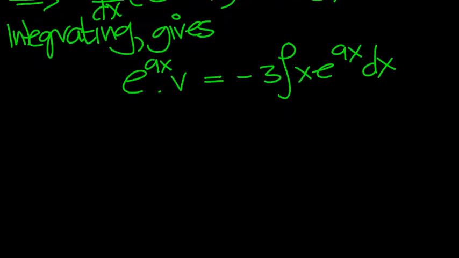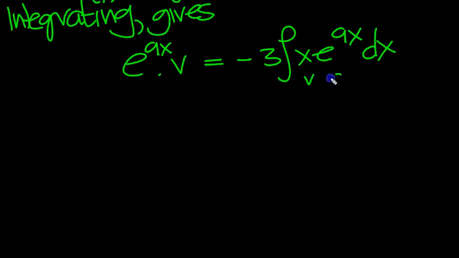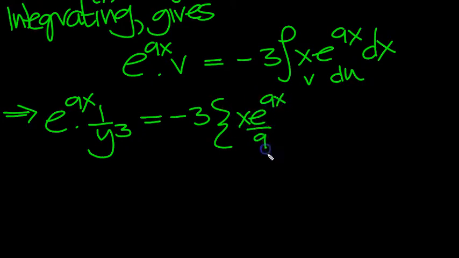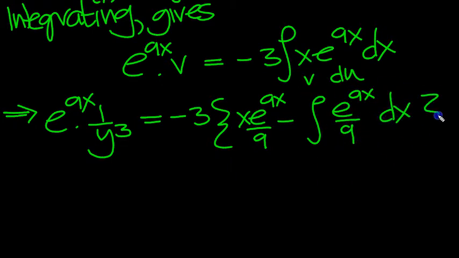That's an integration by parts, which we can do quite quickly. This can be u, this can be dv. So let's do that then. e to the 9x. Now v is 1 over y cubed, so let's put that in here. And then we've got minus 3 lots of uv, so that's x e to the 9x over 9, isn't it, is the u times the v, minus the integral of u, which is e to the 9x over 9, times the v dx, which is 1, so that's okay, dx, close brace.